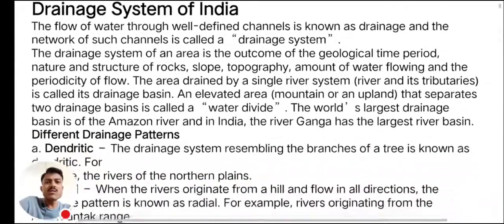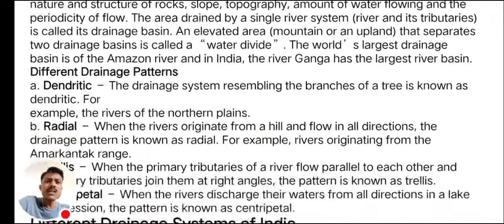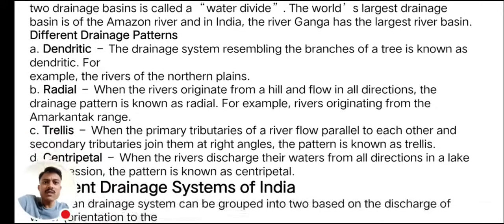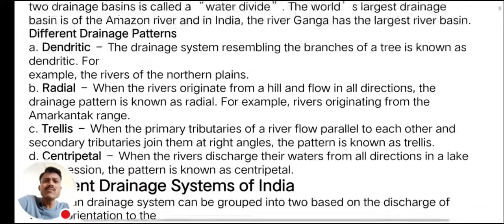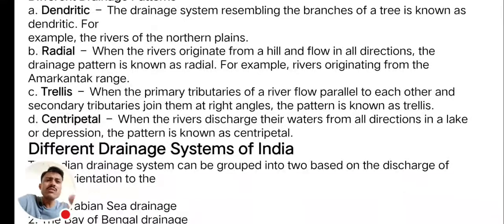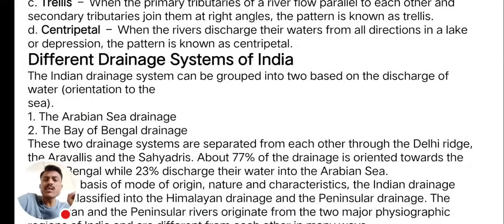So for the drainage system of India, the introduction and its definition are given, so you can go through it. Now what are the different drainage patterns? What is the dendritic pattern, what is the radial pattern, what is the trellis pattern, what is the centripetal pattern? The definitions of these drainage patterns are very easy, you can read and go through them. Now, the different drainage systems of India.